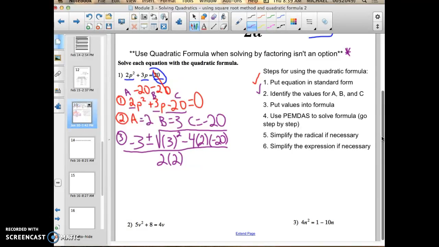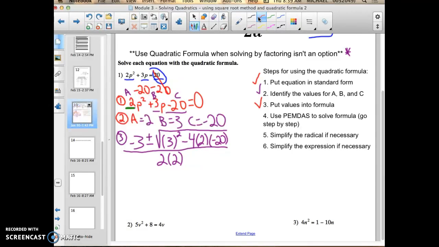If you notice too, another jumping off point that I didn't mention is the quadratic term right here is 2. We've only been able to factor quadratic terms when the leading coefficient is 1, or it's just the letter p squared without a number in front of it. That should be another clue to where it's like, I don't know if I can factor this, but I can definitely use the quadratic formula. Alright, let's continue step by step. So, I have put the values into the formula. I'm done with step 3.